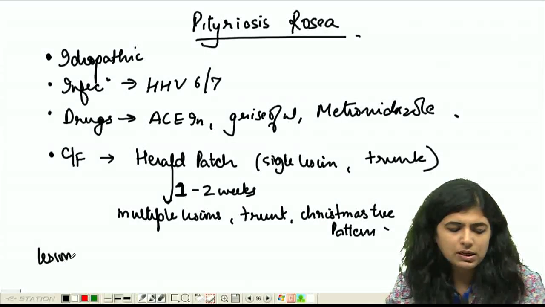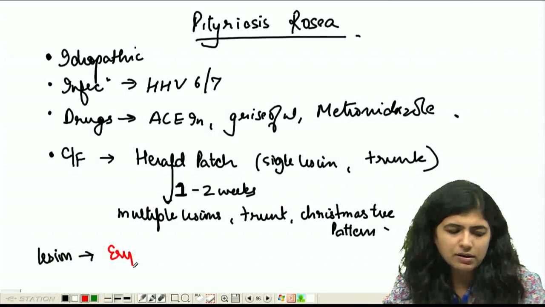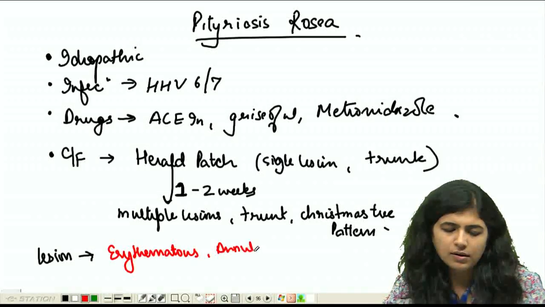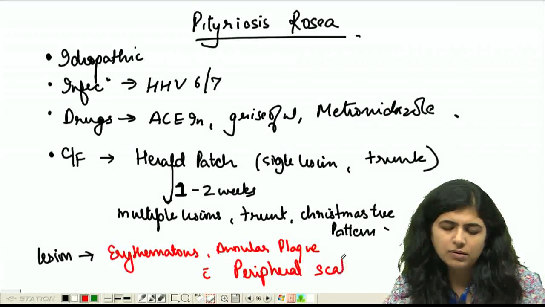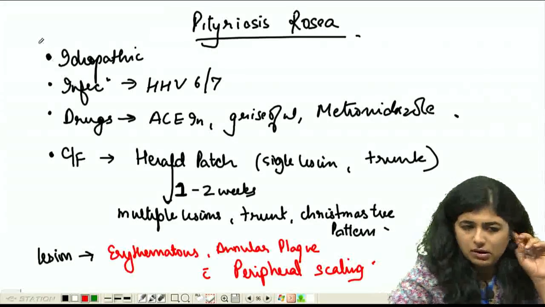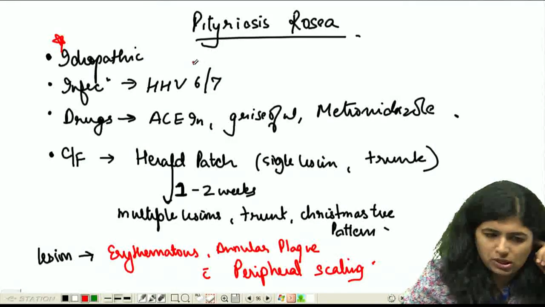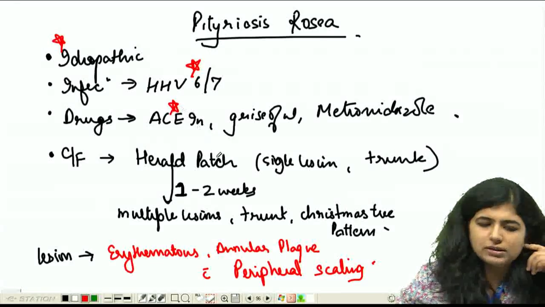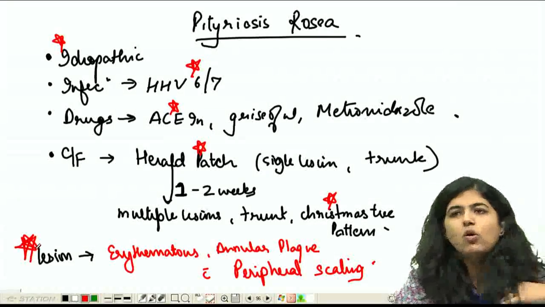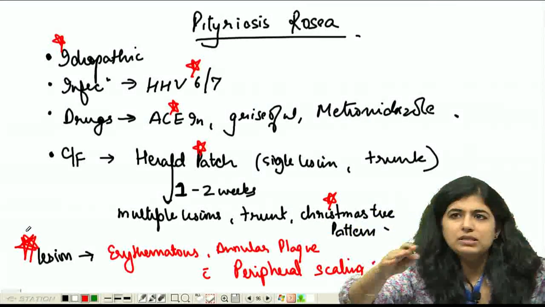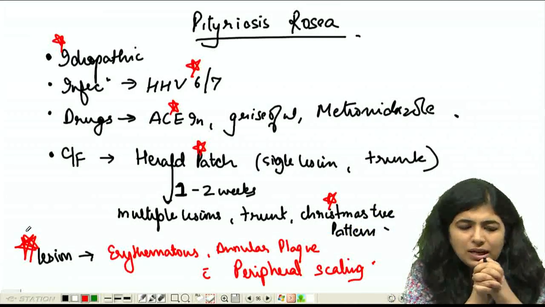Now how does a typical lesion look like? Typical lesion looks like an erythematous annular plaque with central clearing and peripheral scaling. So what do you need to know? You need to know idiopathic, HHV 6, 7, then the drugs, then the herald patch, then the Christmas tree pattern, then the typical lesion with peripheral collarette of scaling, which come along the lines of cleavage in a Christmas tree pattern.